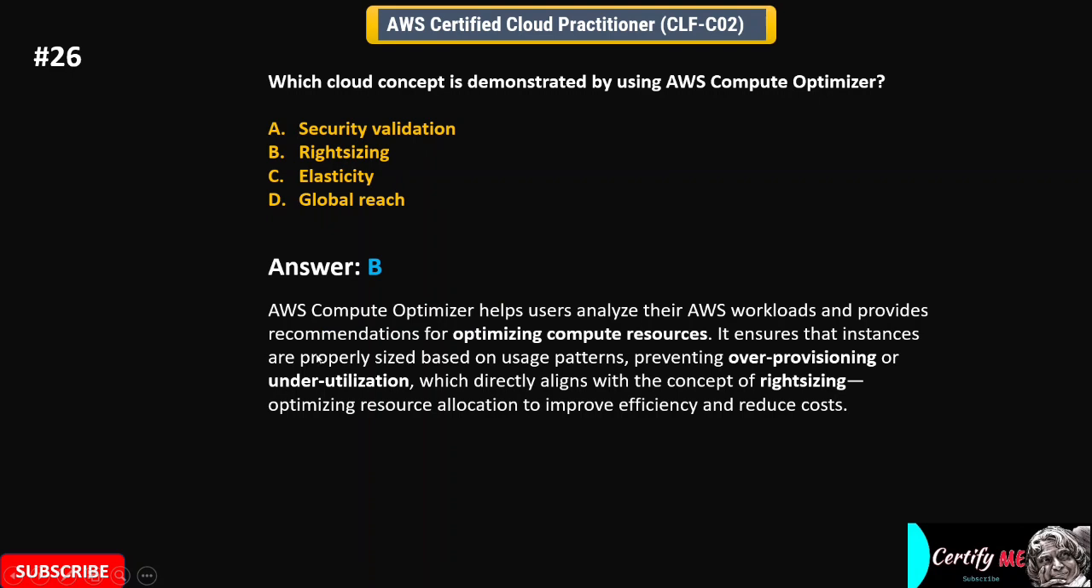AWS Compute Optimizer helps users analyze their AWS workloads and provides recommendations for optimizing compute resources. It ensures that instances are properly sized based on usage patterns, preventing over provisioning or underutilization, which directly aligns with the concept of right sizing, optimizing resource allocation to improve efficiency and reduce costs.